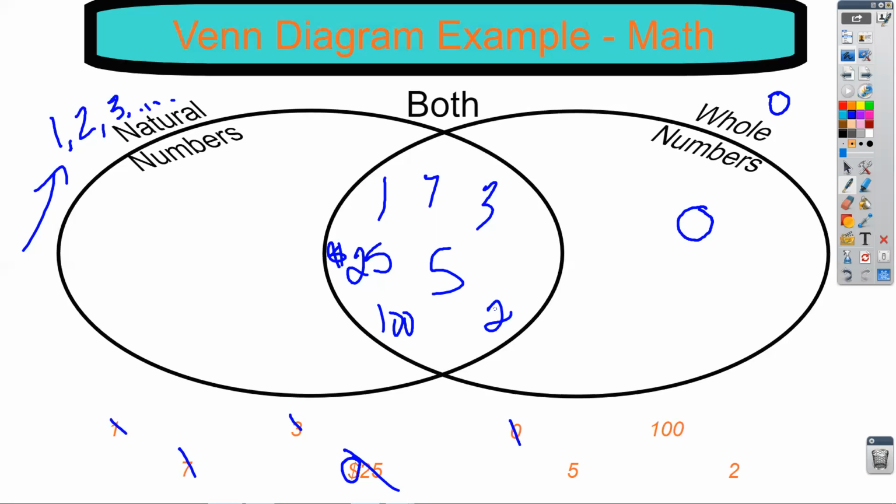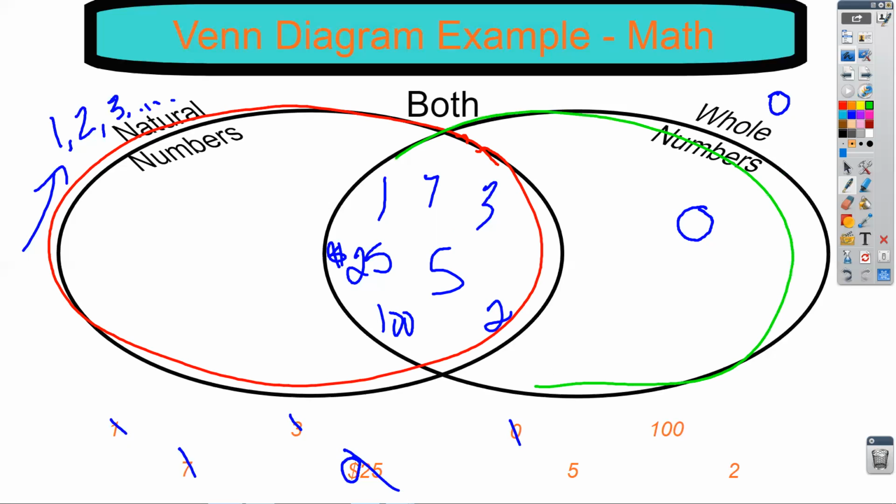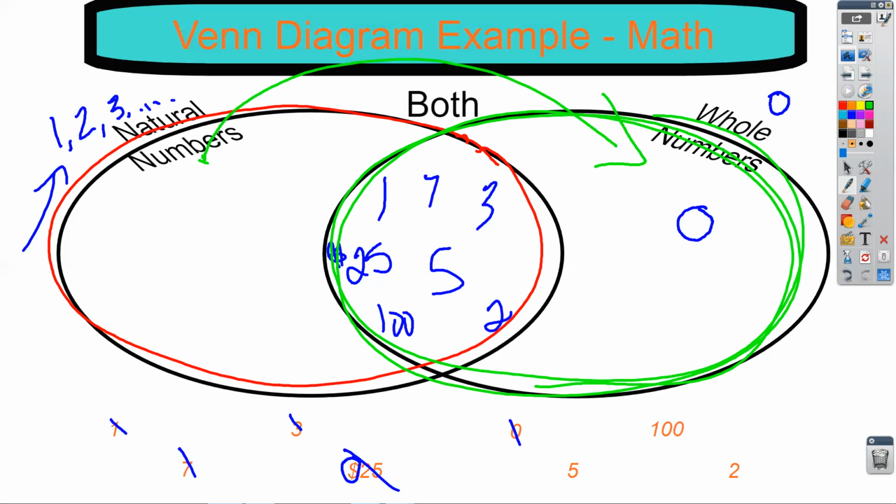So notice every single number in this natural number circle also belonged inside of this whole number circle right here. So every natural number is also a whole number. The only thing that sets whole numbers different is that whole numbers now include the number 0.